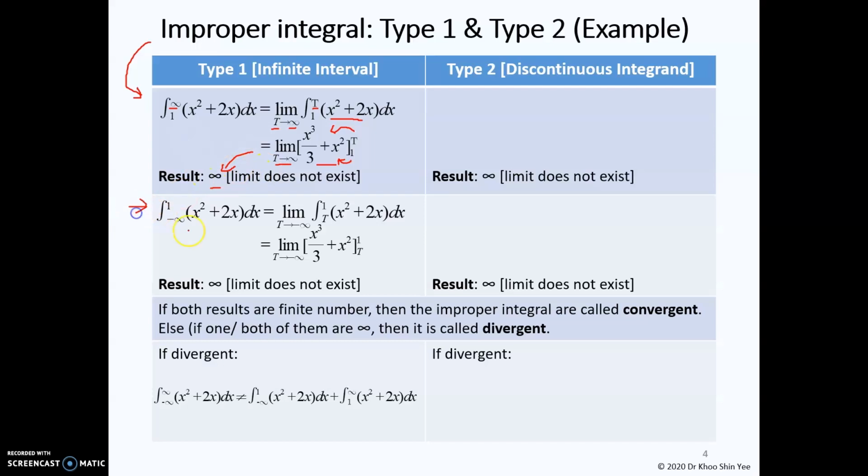So for the second case here, you have negative infinity at the lower limit. Therefore, you substitute it by the variable t and take the limit t approaching negative infinity.